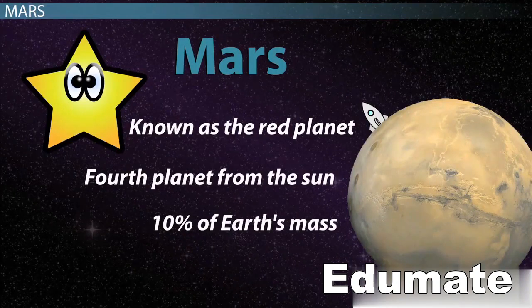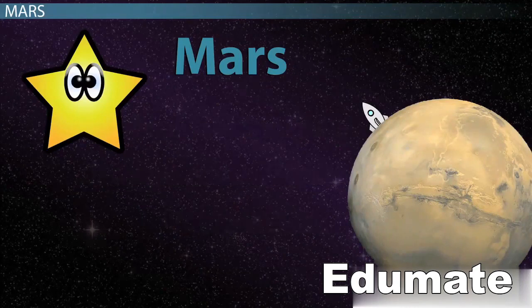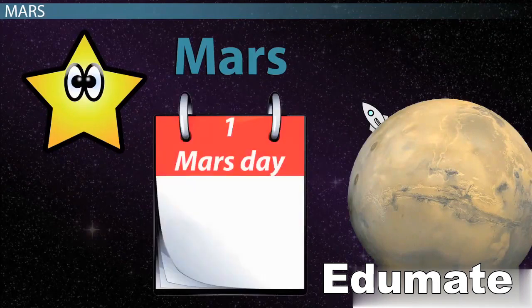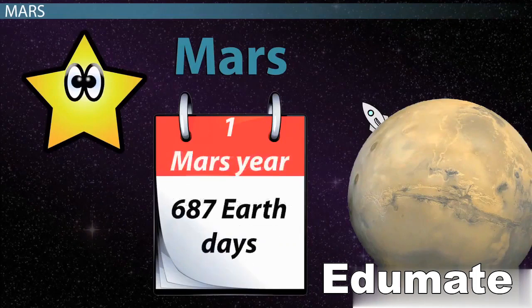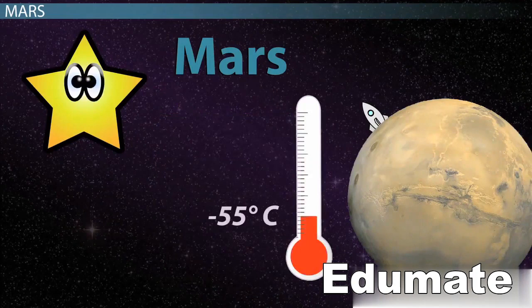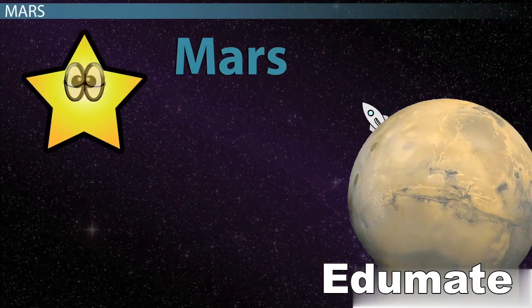Mars's thin atmosphere has led some astronomers to believe that water that once existed on the planet might have actually leaked into space. One Mars day is nearly identical to a day on Earth at 24 hours and 37 minutes, and its year is 687 Earth days. Mars is cold with an average temperature of minus 55 degrees Celsius. The planet has two small moons that are thought to be asteroids captured by Mars's gravity.